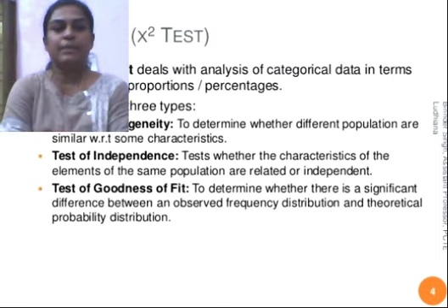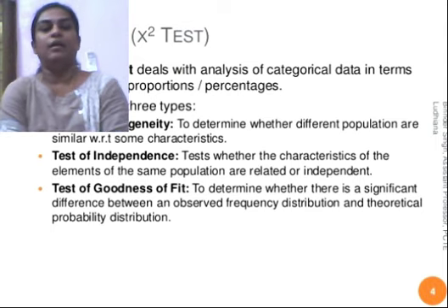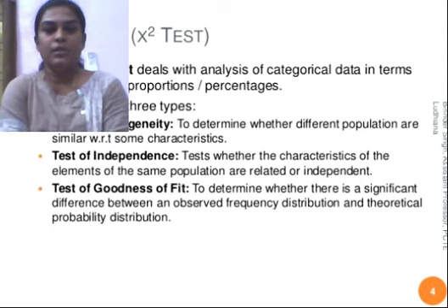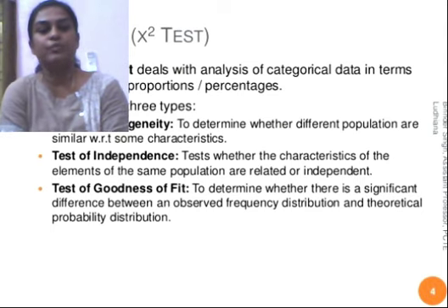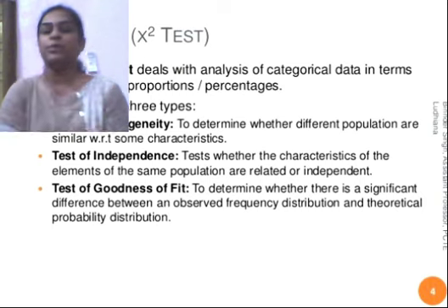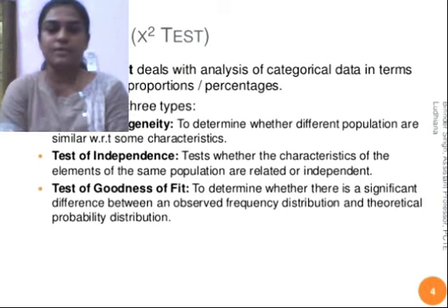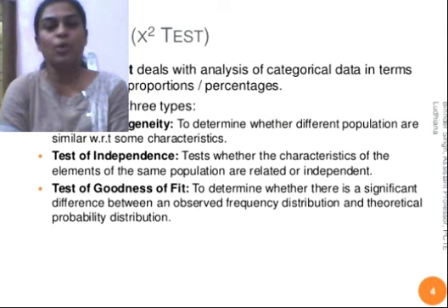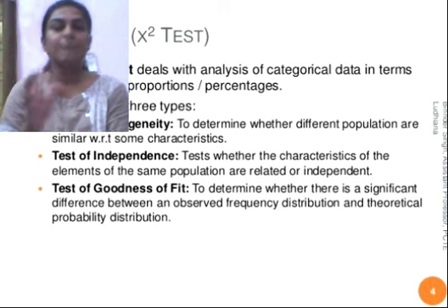Now we will discuss the chi-square test, what exactly it is and how it helps the researcher in testing a hypothesis. The chi-square test deals with the analysis of categorical data in terms of frequencies, proportions, or percentages. Primarily it is of 3 types: test of homogeneity, test of independence, and test of goodness of fit. Homogeneity determines whether different populations are similar with respect to some characteristics.